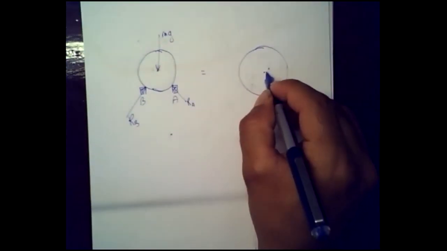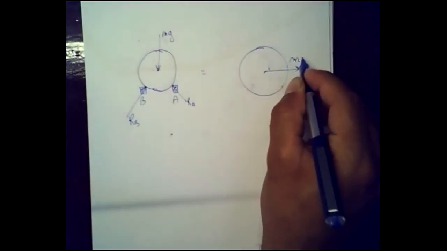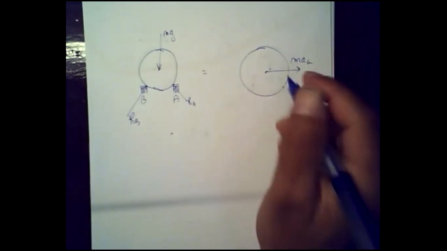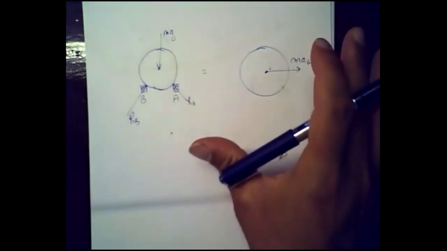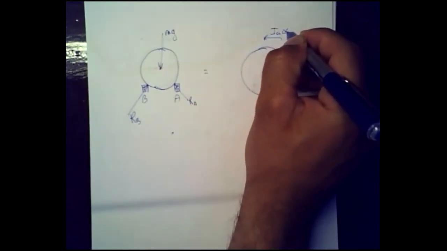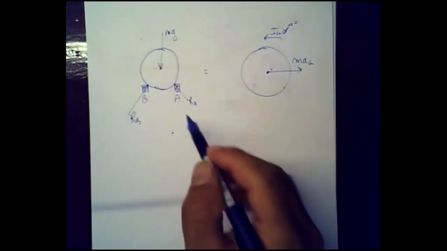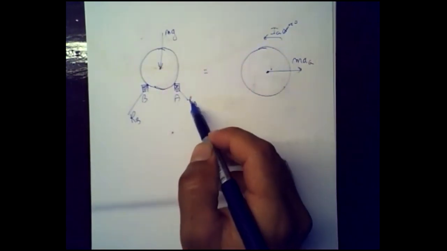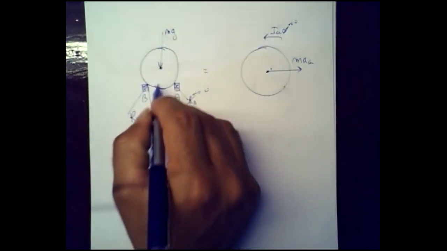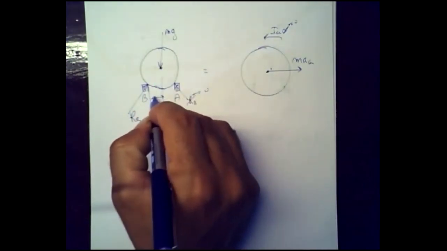How about on the other figure? We have MAG. Do we actually have IG alpha? No, we don't have any IG alpha in this case, because we assume that this is at the verge of tipping, so there hasn't been any rotation yet. So at the verge of tipping, alpha is 0, and at the verge of tipping about B, RA is going to be 0.